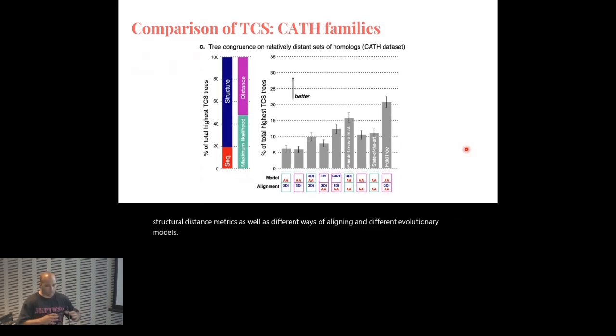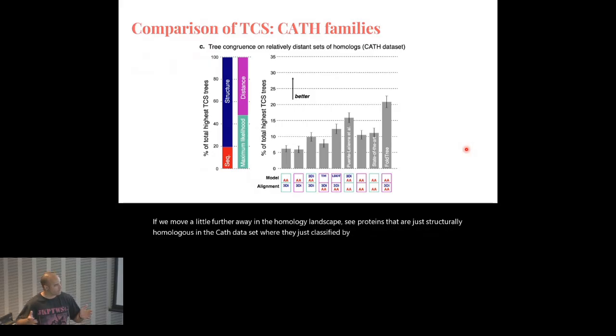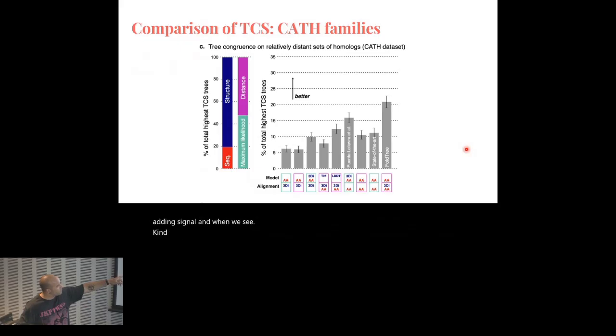If we move a little further away in the homology landscape, we see proteins that are just structurally homologous in the CATH data set, where they're just classified by similar folds, similar architecture. The structural methods kind of gain on the amino acid-based methods. So we're adding signal, and when we see the proportion of trees where different methods do better, you are definitely going to do better in this data set if you use structure.